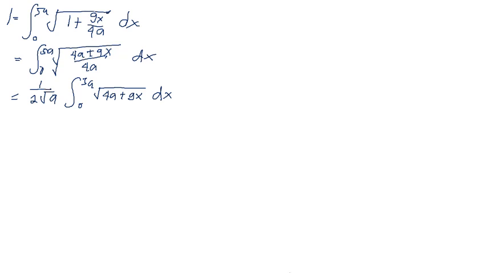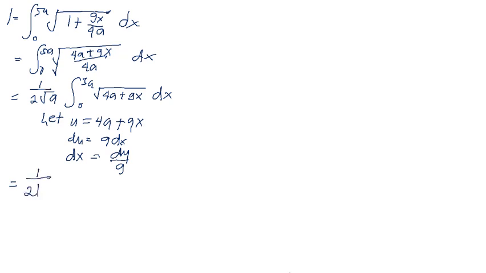So now maybe we could apply the basic rule of integration, right? Or we could do substitution, u sub. So u substitution, so maybe we will let u is equal to 4a plus 9x, and our du is equal to 9 dx, and our dx is just equal to du all over 9. Now, we could substitute the values that we have from our working equation here. So we have 1 all over 2 square root of a integration of 4a plus 9x, that's our u. So you have square root of u times our dx, which is just equal to du all over 9.